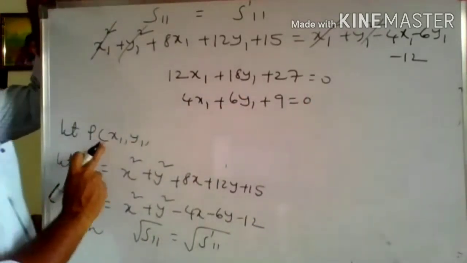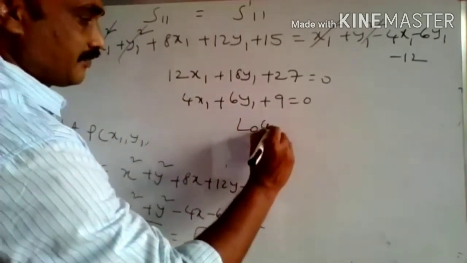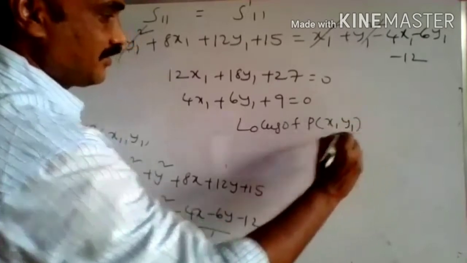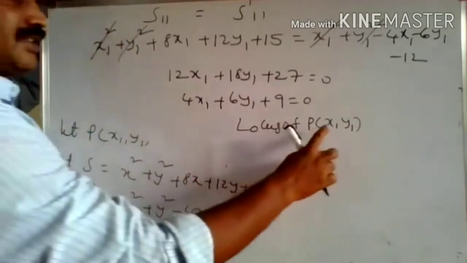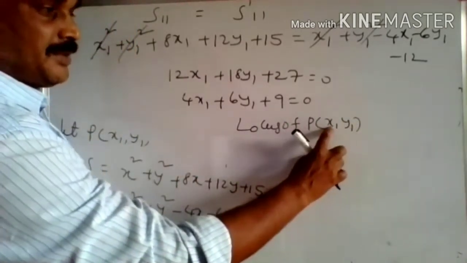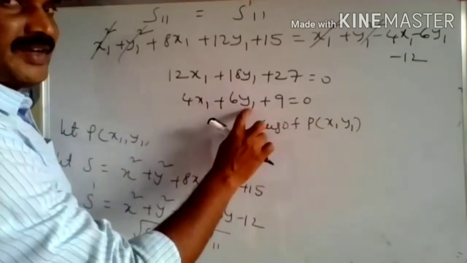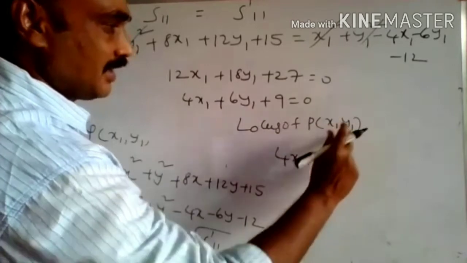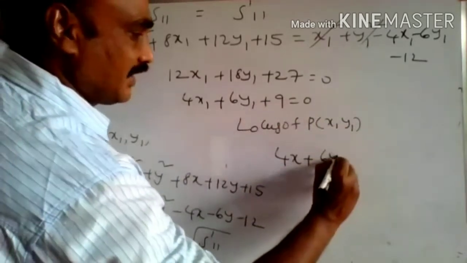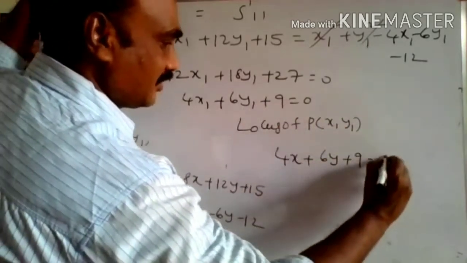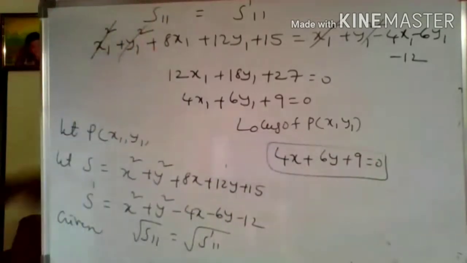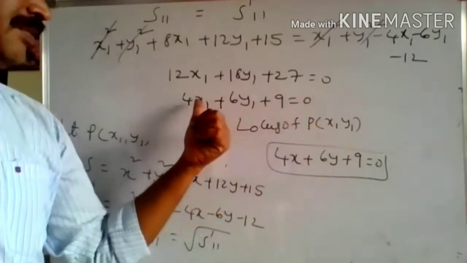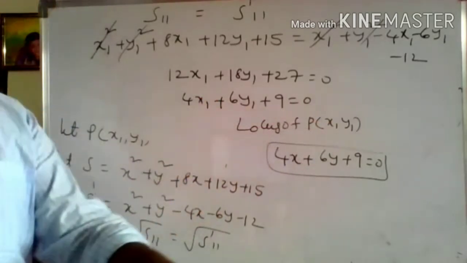Now find the locus of P (x1, y1). Replace x1 by x and y1 by y: 4x plus 6y plus 9 is equal to 0. This is the final answer.